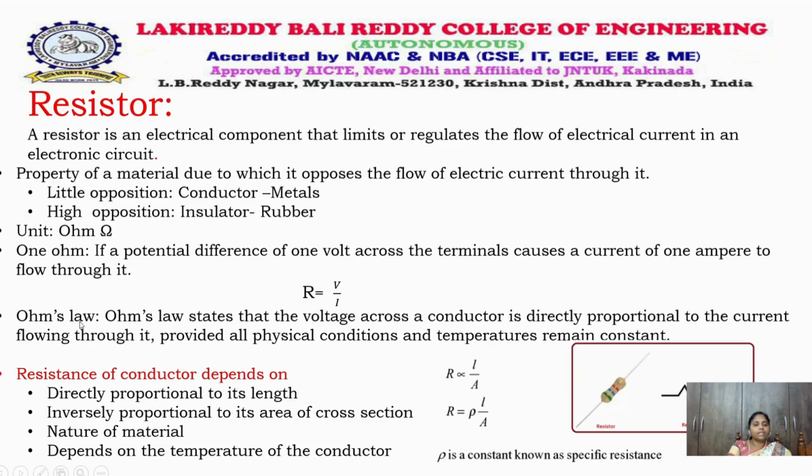What is the statement of Ohm's law? Ohm's law states that the voltage across a conductor is directly proportional to the current flowing through it, provided all physical conditions and temperature remain constant. This is the symbol for the resistor, and this is the shape of one type of resistor.